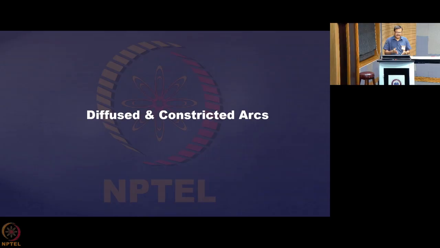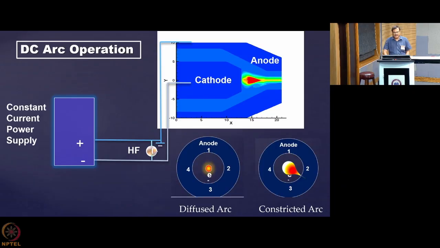Now I will come to another concept in arcs, which is called diffused arc and constricted arc. So what do they mean, and how are they formed? Here I am showing the cathode and the anode. Now you see that this cathode is emitting electrons, and your anode is receiving them, right? At the bottom, the central one is the cathode tip, and the surrounding blue one is the anode.